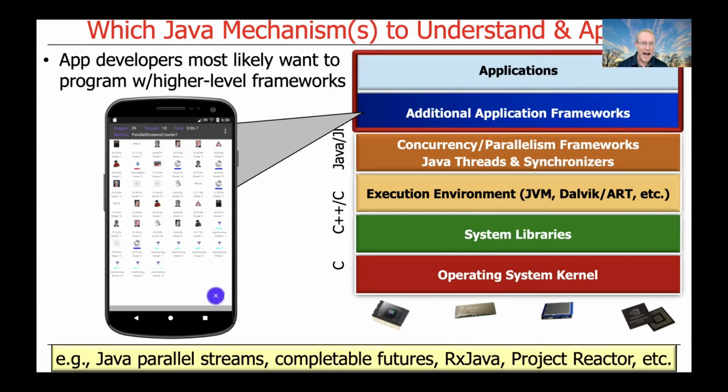People building apps might want to focus on the higher level frameworks that are now available with Java. And this, of course, includes the various parallelism frameworks we talked about, like Java parallel streams.